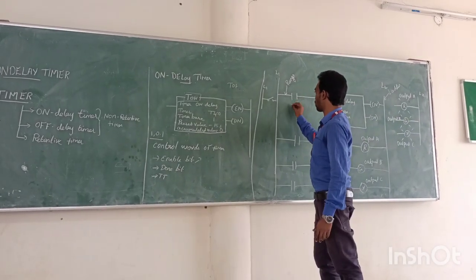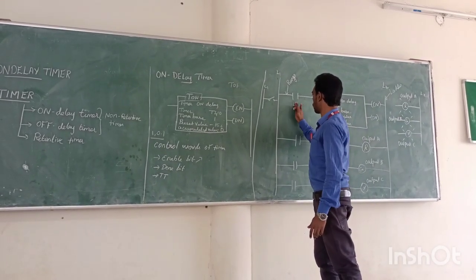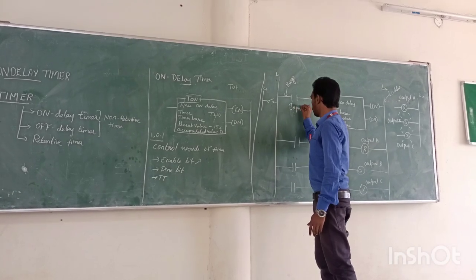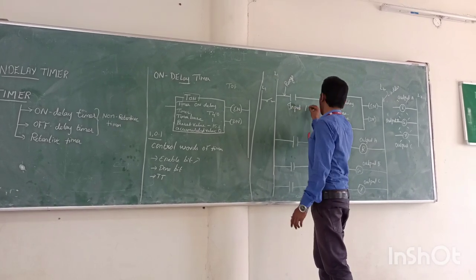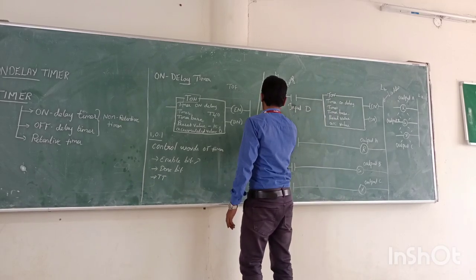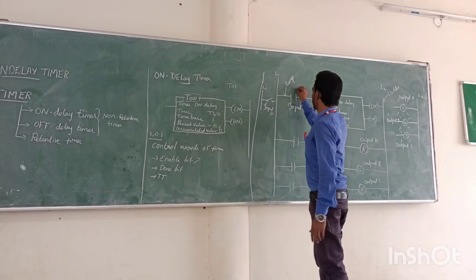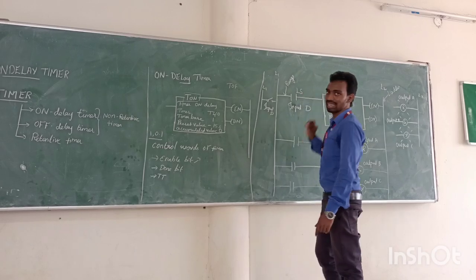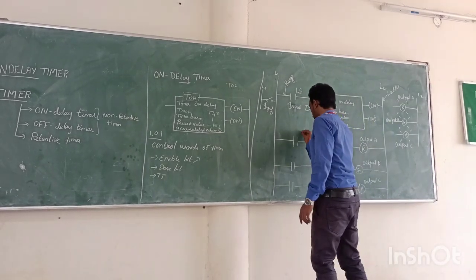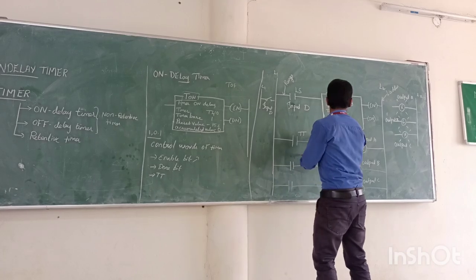Next, here we are using only a limit switch, mentioned as LS1. For ease, we are mentioning it as input D. LS means limit switch. Timer, timing bit.